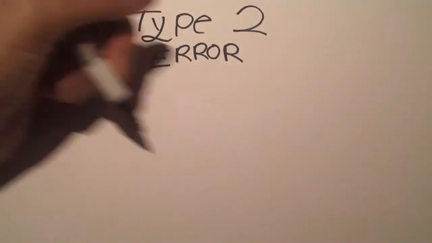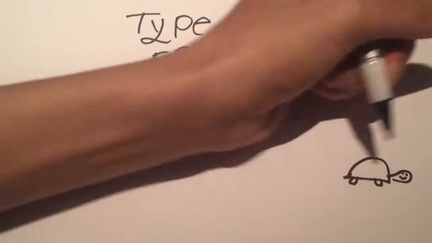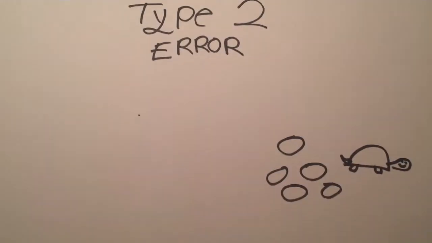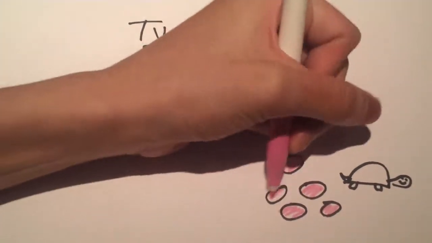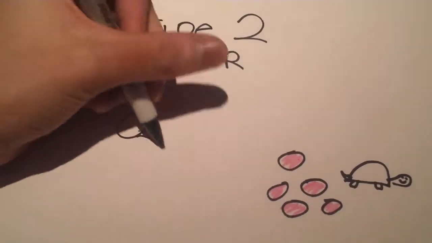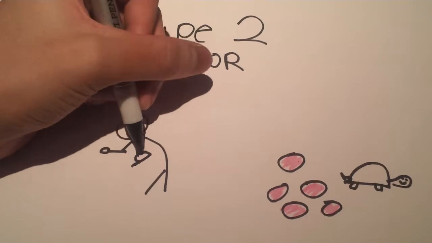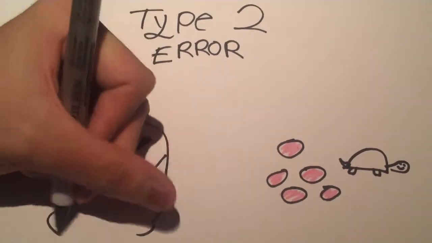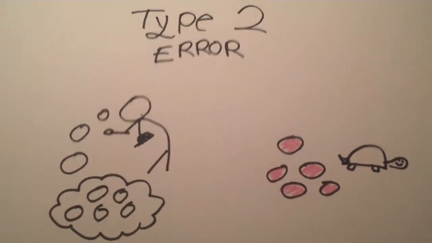Type 2 error is known as false negative. So what exactly is false negative? A scientist goes on a hunt for rare turtle eggs. However, this time, he found a pile of eggs and thinks that they were not the eggs of a rare turtle. However, in actual fact, the eggs belong to a rare turtle. This error is what we call a type 2 error or false negative.